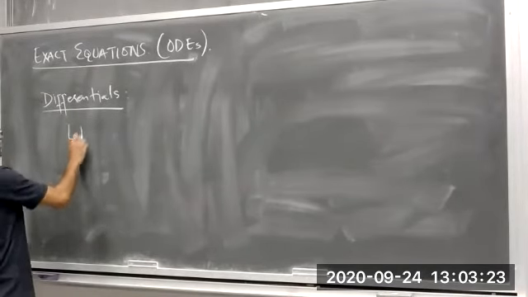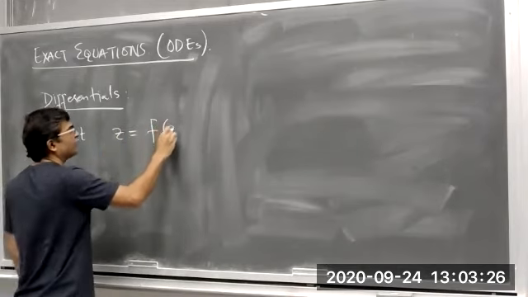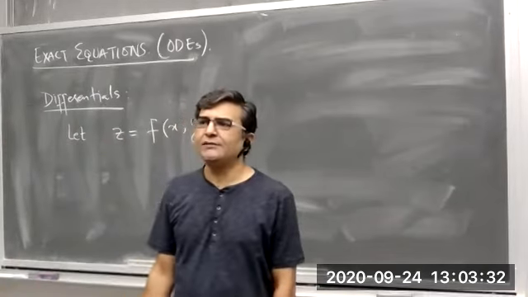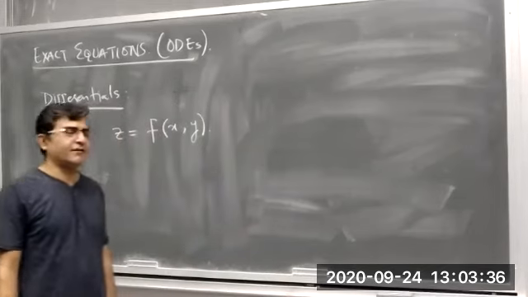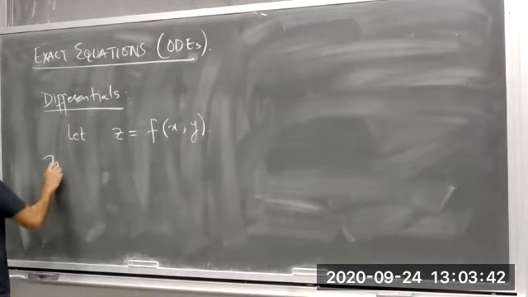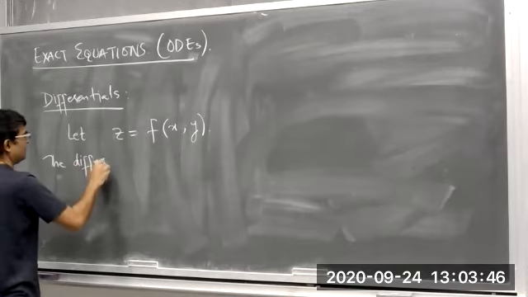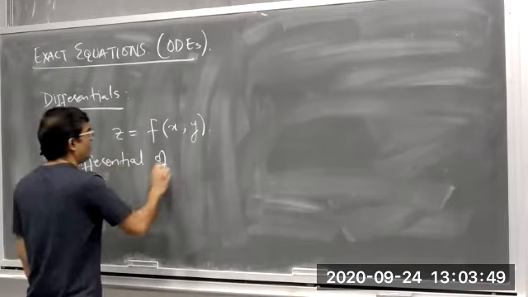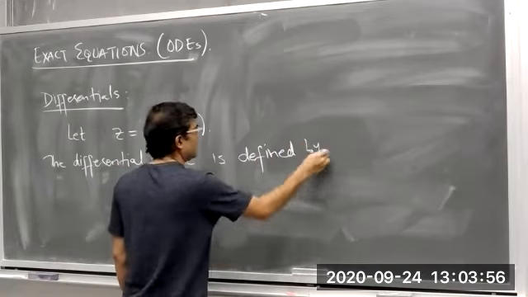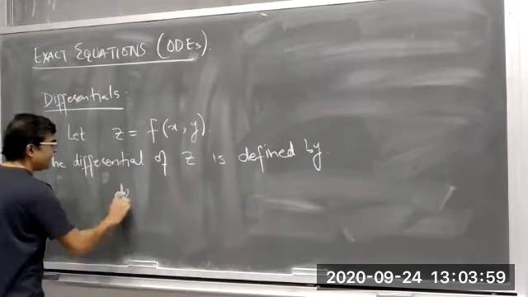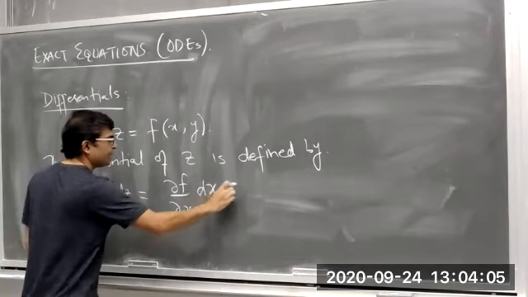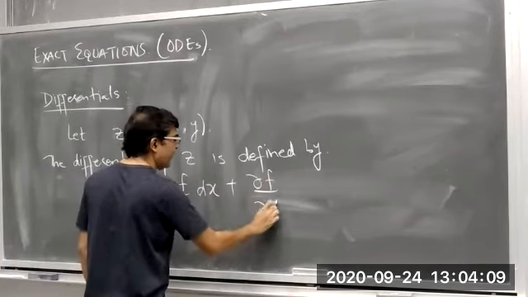For example, let z is a function of x and y. Okay, this is a function of two independent variables where x and y are independent variables, and z is the dependent variable here. Now, the differential of this function, the differential of z is defined by, कैसे define करेंगे इसको, dz is equal to partial f partial x dx plus partial f partial y dy.